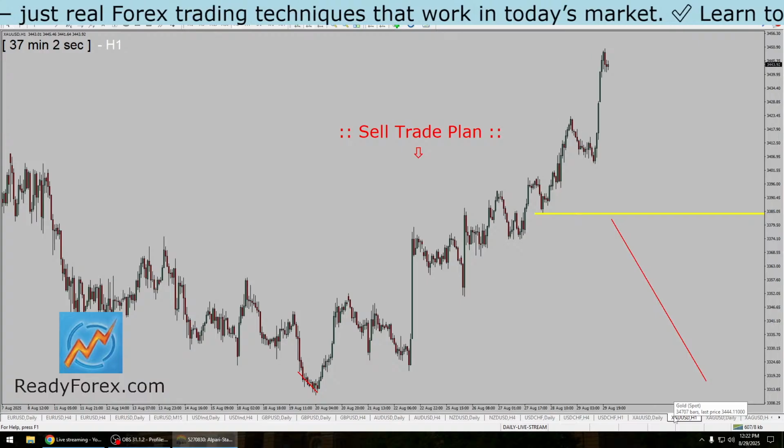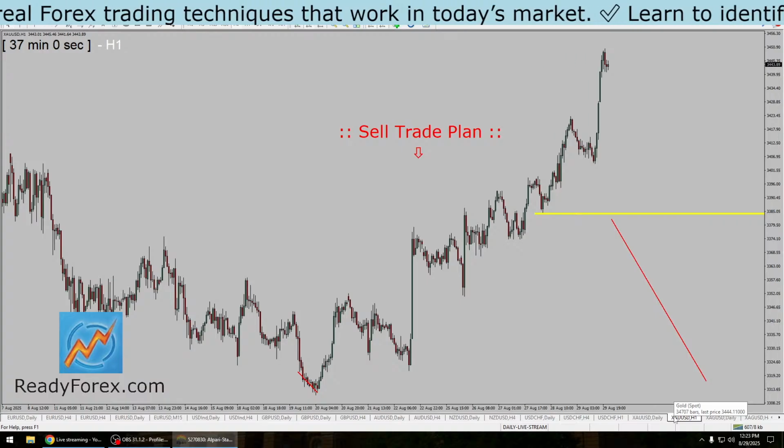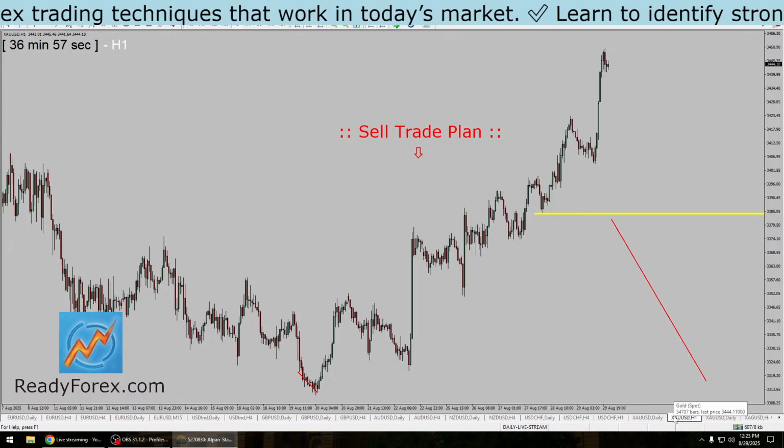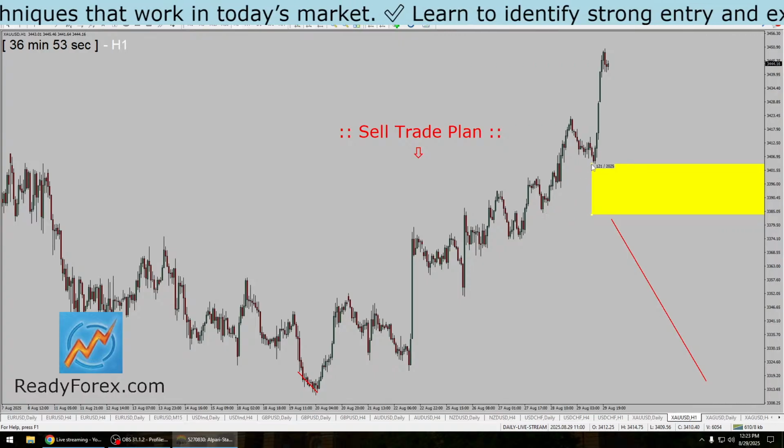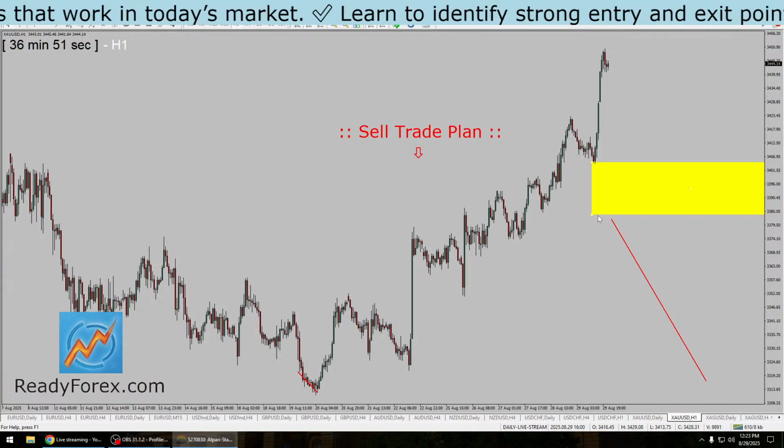And I told you guys regarding a support level. So as long as price action is going to break below the support area, this is the support level.